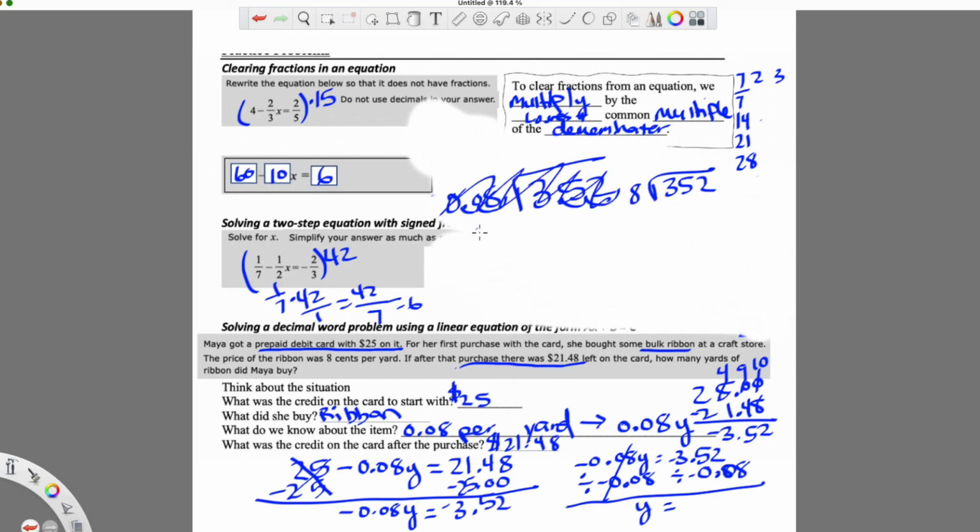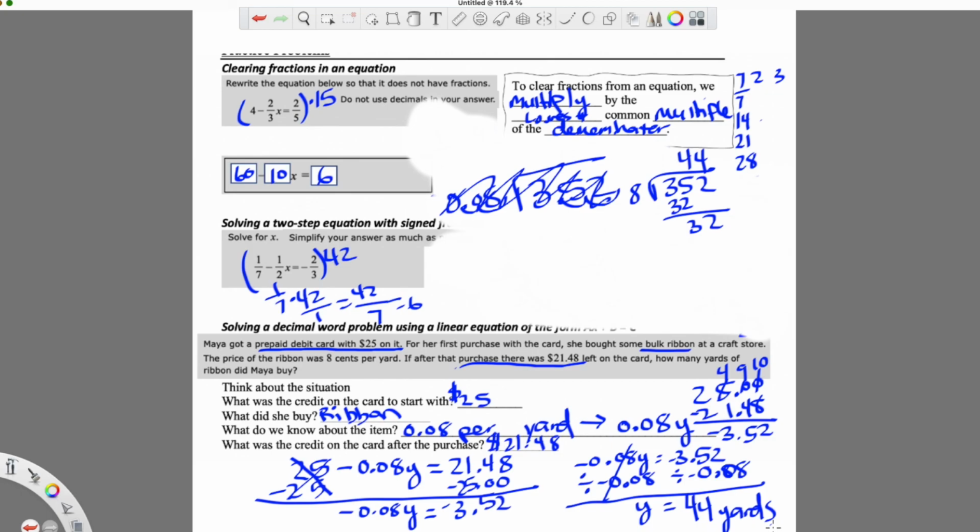Okay, so now when I'm looking at this, it can go into 35, let's see, 4 times, because the closest we can get is 32, and then we'd have 32 left over, so it's another 4. So it looks like she bought 44 yards of ribbon.